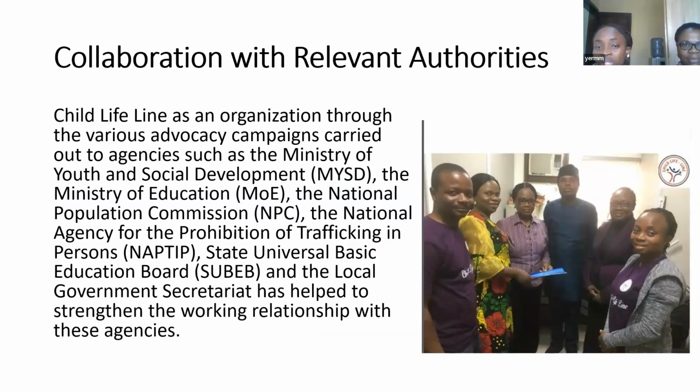And so, collaboration with relevant authorities. Previously we didn't even think we should do an advocacy to NAPTIP, that's the National Agency for Prohibition of Trafficking in Persons. It was not part of our thinking, but due to the training we got, we're able to open up to involve more stakeholders, and it's yielded a lot of results. It helped us collaborate with more people and get better results. And we had the National Population Commission. All right, she'll take from here.